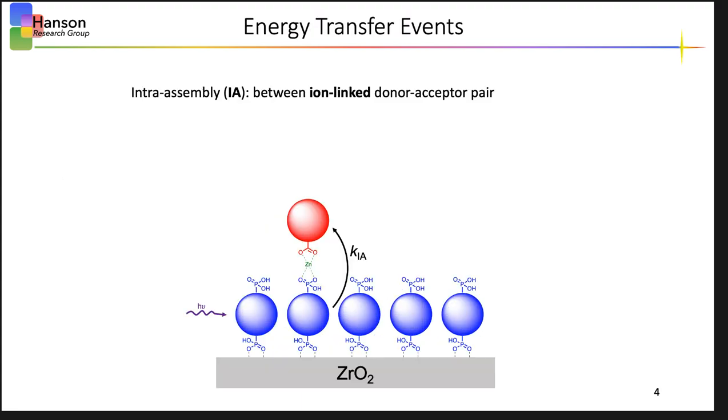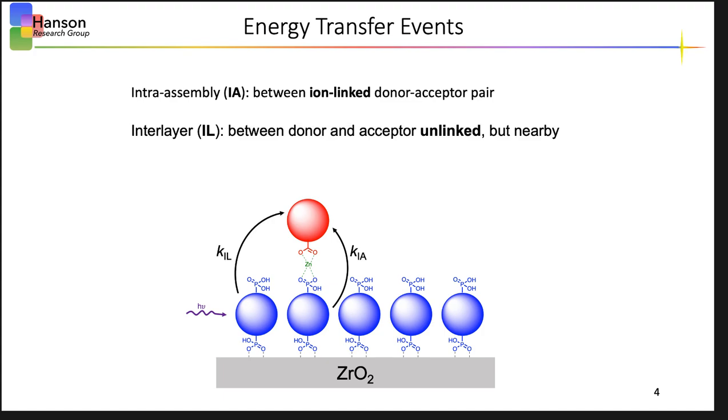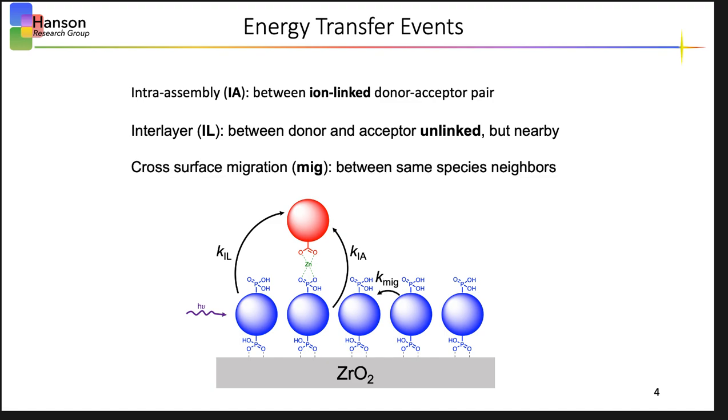Intra-assembly energy transfer is what we typically think of when designing these systems, where two linked molecules communicate with one another. Interlayer energy transfer may also be occurring depending on distance and orientation of donors and acceptors, and is defined as energy transfer between two unlinked molecules. Additionally, we may observe some cross-surface migration of excited states.